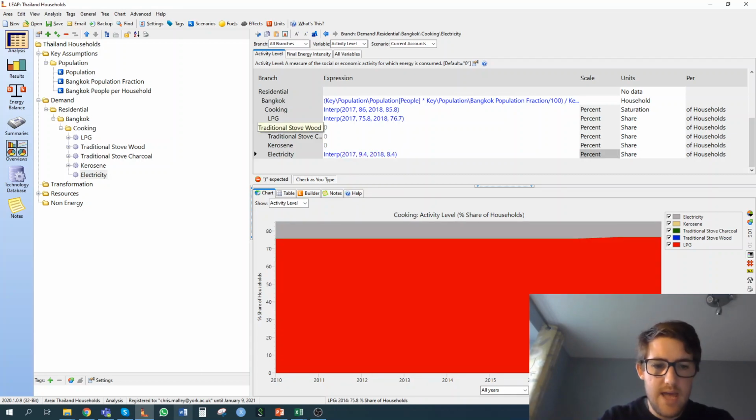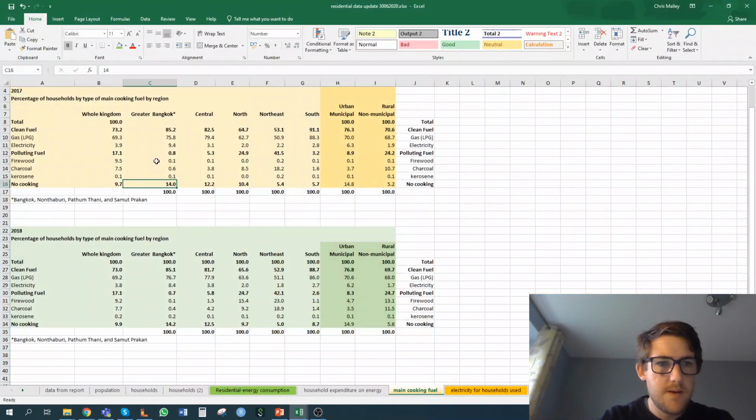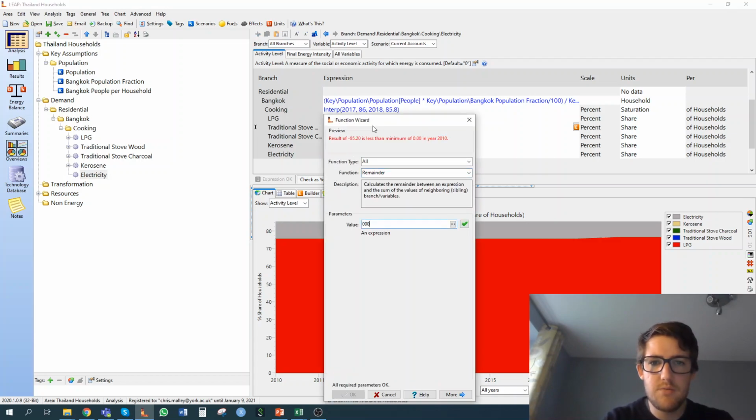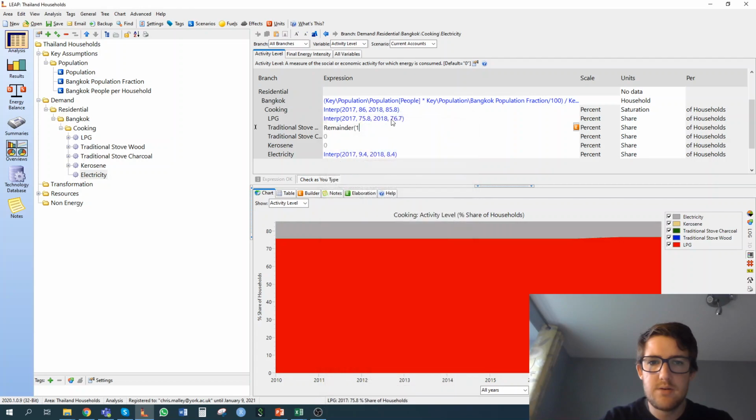Okay, and then I've got the remainder here, 0.1, 0.6, 0.1 for firewood, charcoal and kerosene. So for one of these, let's pick wood. I'm not going to enter the values. I'm going to put remainder, 100.